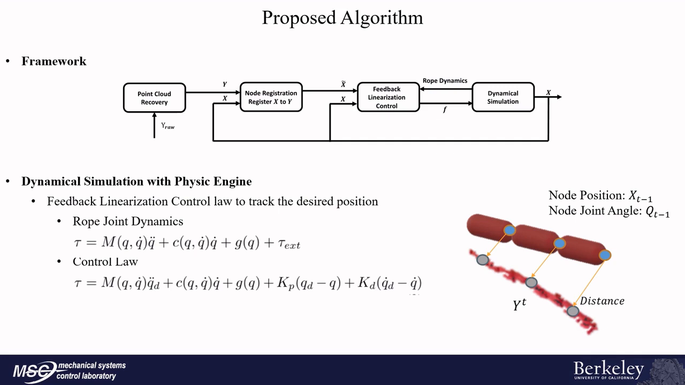Most of the previous work utilized a PD controller to track the position. However, the rope dynamics is nonlinear. It may not be able to achieve a stable performance. We propose to use a feedback linearization controller, which first cancels the nonlinearities of the rope dynamics, and then uses a PD controller to stabilize the system.